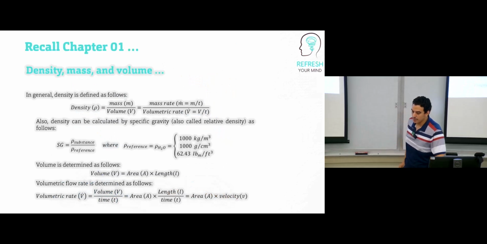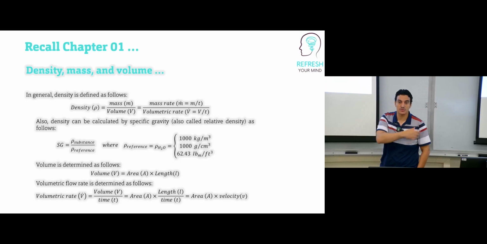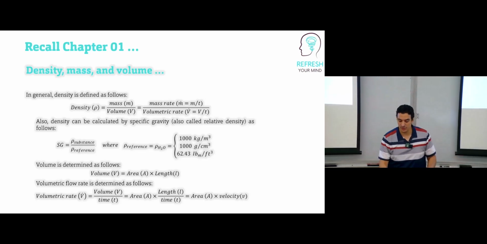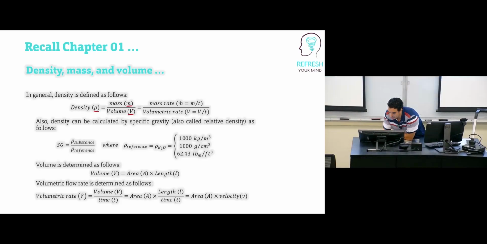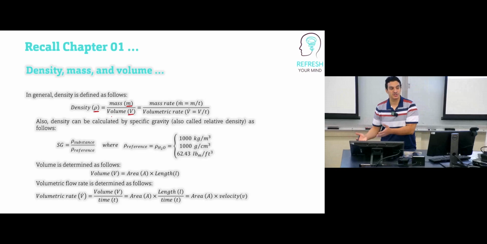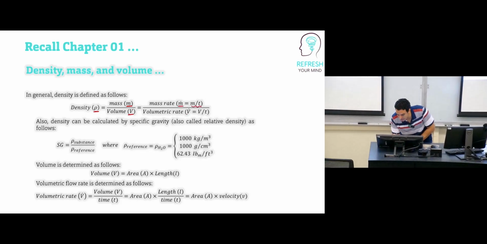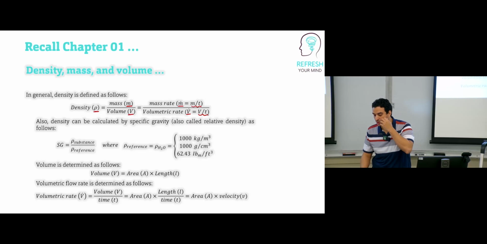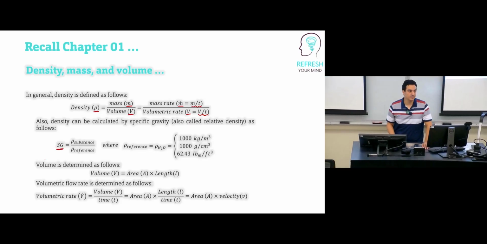So just to remember, in chapter 1 we discussed some of the properties of substances. We talked about density, we talked about mass, and some fundamental relations between these fundamental properties. If you remember, we said density is mass divided by volume. But if you have open systems, we are working with rates. So density is mass flow rate, which is mass over time, divided by volumetric flow rate, which is volume per time. Sometimes you need to calculate mass, so you need to calculate density, and density is not given, but you have something called specific gravity.